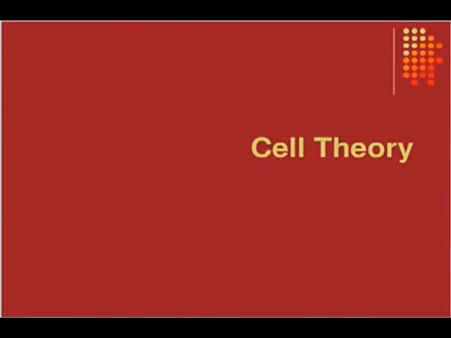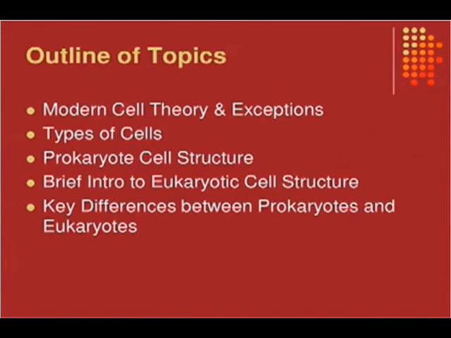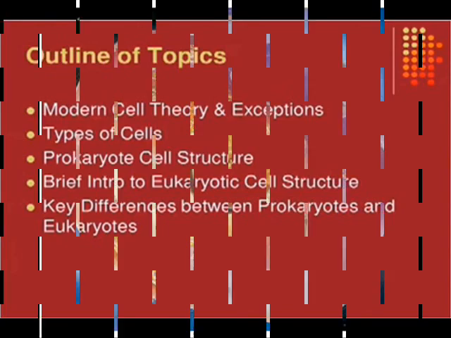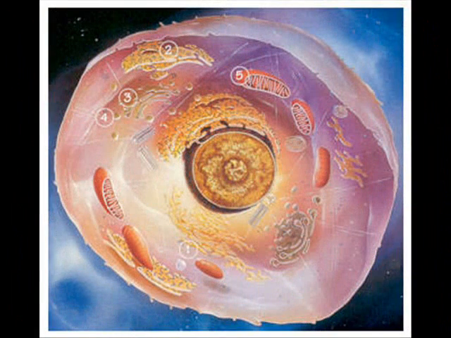Today we are going to discuss cell theory. So, a brief outline of the topics we'll be discussing today. First, we'll go over the modern cell theory and exceptions to that theory, types of cells, the prokaryotic cell structure in detail, and we'll go into a brief introduction to the eukaryotic cell structure, and then we'll look at a slide that shows the key differences between prokaryotes and eukaryotes.